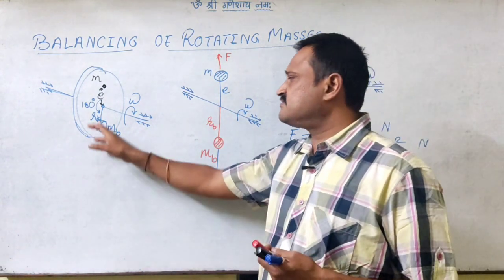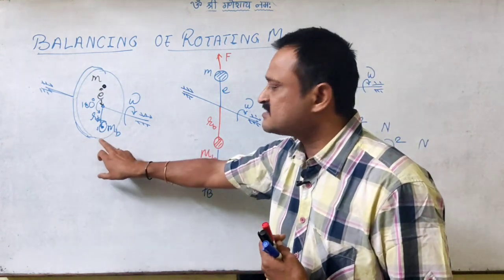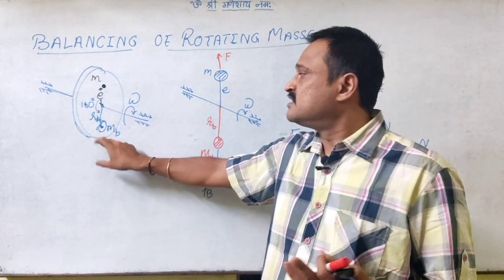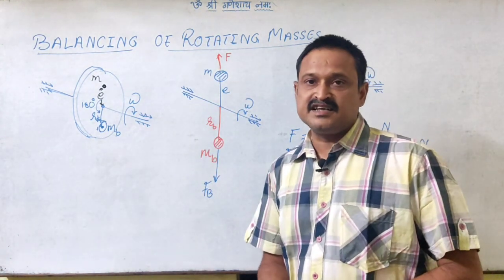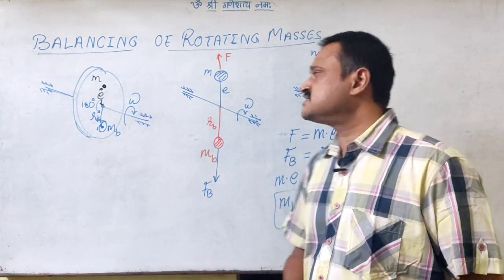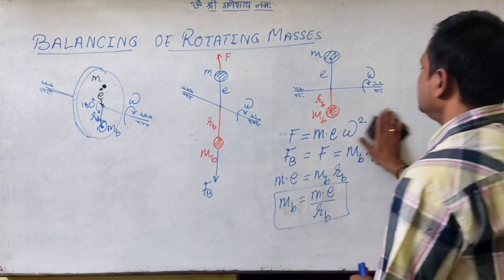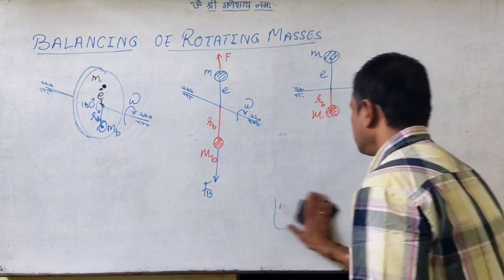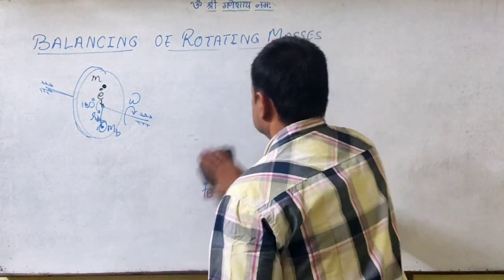But as well, I have a limitation. If it is a disc, at the most I can place this mass at the circumference of the disc. So there is a limitation on the radius of the balancing mass. So in that case, what can I do? Now before moving into that aspect, ultimately what we are seeing.